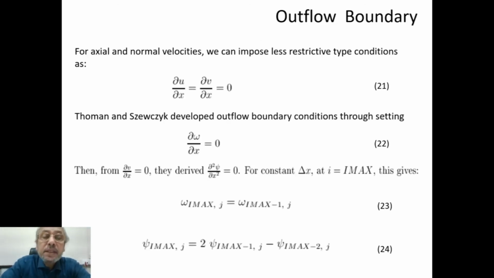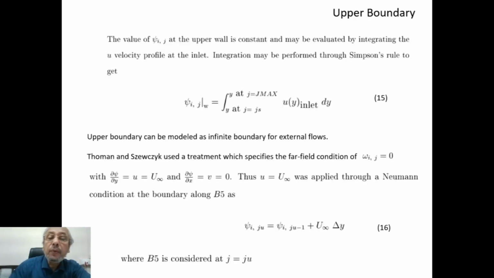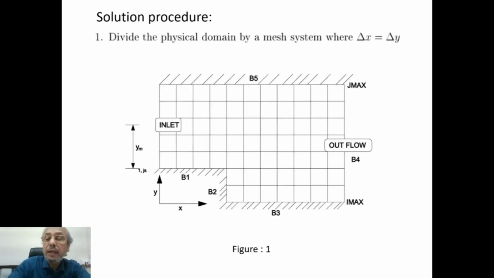Now, last set of boundary conditions. Again we have to ensure that the flow should leave the domain without getting disturbed. That means if we can set something like del u del x equal to 0, del v del x equal to 0, del psi del x equal to 0, del omega del x equal to 0, we are giving minimum disturbance because it's an elliptic equation.